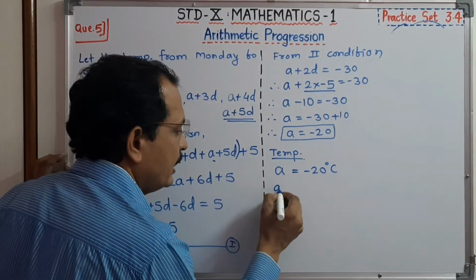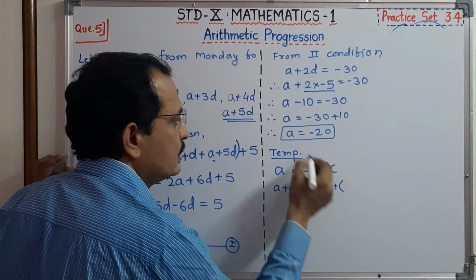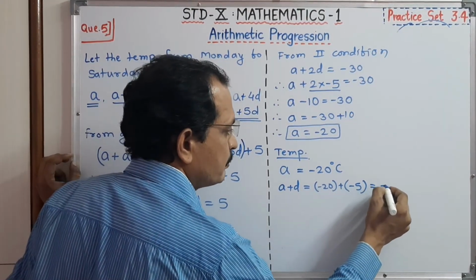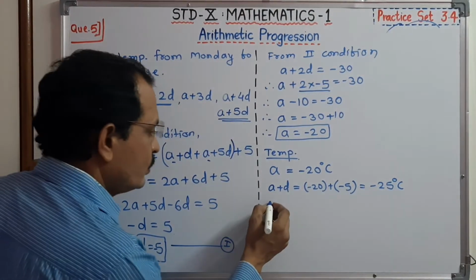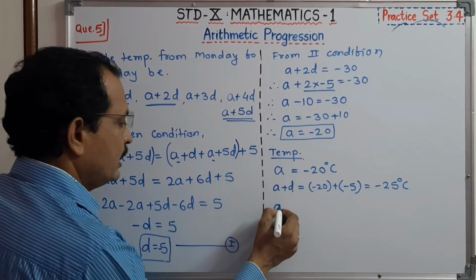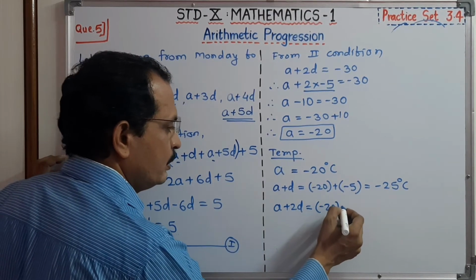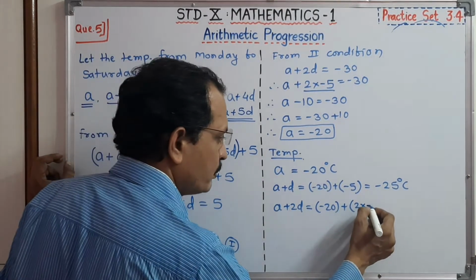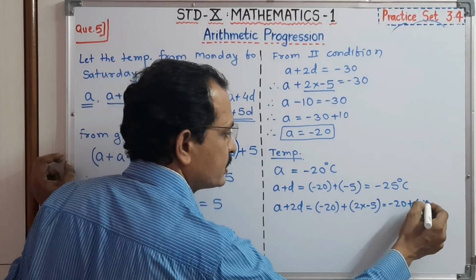Second day, A plus D is equal to minus 20 plus D is equal to minus 5. It is minus 25 degrees Celsius. Now third day, that is Monday, Tuesday, Wednesday, A plus 2D. Here A is minus 20 plus 2 into D is equal to minus 5. It is minus 20 plus minus 10.